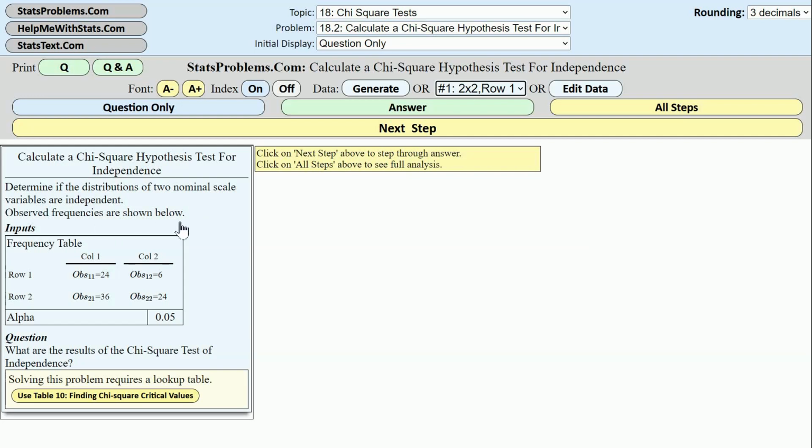Observed frequencies are shown below. For row 1 and column 1, OBS 11, the observed frequency is 24. For row 1 and column 2, OBS 12, the observed frequency is 6. For row 2 and column 1, OBS 21, the observed frequency is 36. For row 2 and column 2, OBS 22, the observed frequency is 24. Alpha is 0.05. What are the results of the chi-square test of independence?